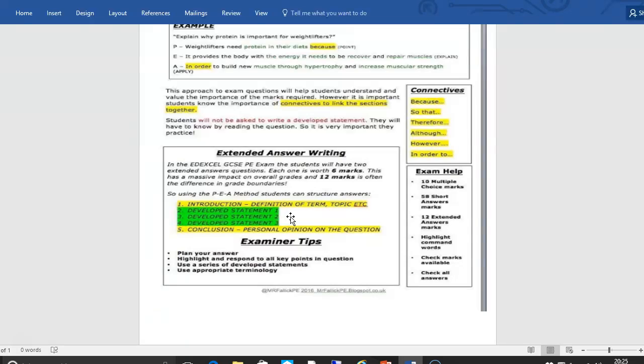Don't just dive straight in. Highlight and respond to all key points in that question and use a series of developed statements. Expand and elaborate with the use of those connectives, and always use appropriate terminology. Finally here we can just see exam help. As I've given you before, there's 10 multiple choice questions, 58 short answer and 12 extended marks on offer. Make sure you're highlighting throughout. Check the marks that are available and also check all of your answers.